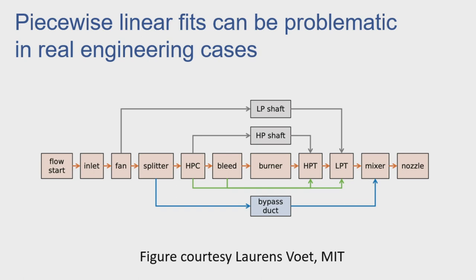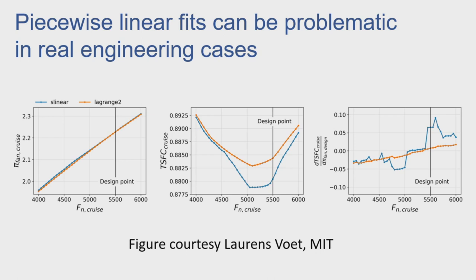You have performance of some element within your engine. And you're using a piecewise linear fit. This came directly out of work from a collaborator at MIT, Lawrence Voigt. And he was using a piecewise linear fit within his engine model and was getting some convergence issues in the optimization. Let's go through some of the nuts and bolts here. On the far left side is an example of using this piecewise linear fit, S-linear, versus Lagrange 2, a smooth, nice curve fit.